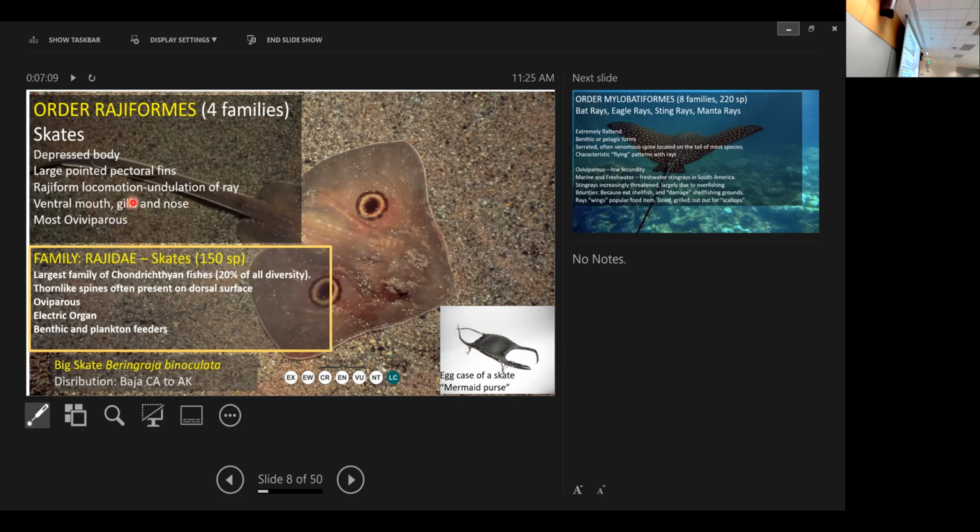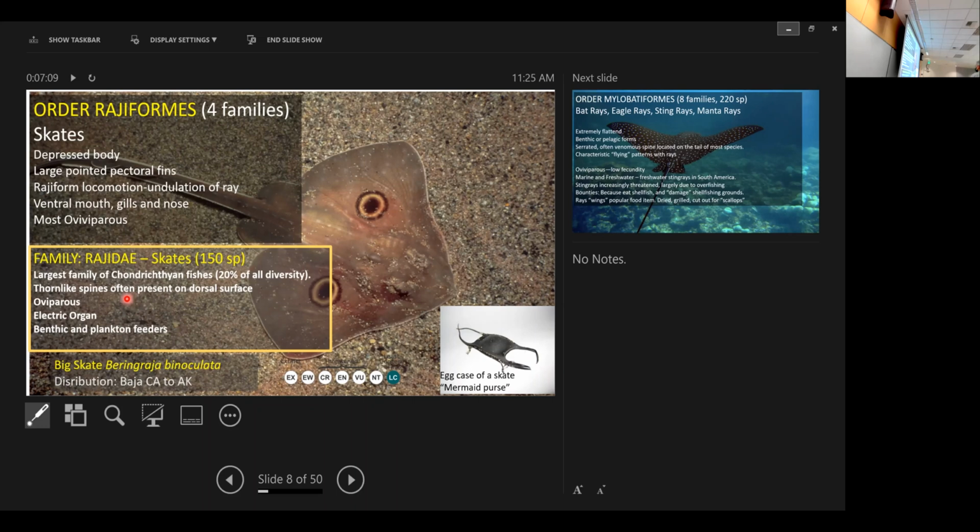And they have a characteristic motion called rajiform locomotion, which is this kind of cool undulating. It's a very delicate undulating of the pectoral rays as they cruise along the bottom, searching for food. And they tend to be benthic feeders and plankton feeders. And so that helps them move along the bottom using a minimum amount of energy.